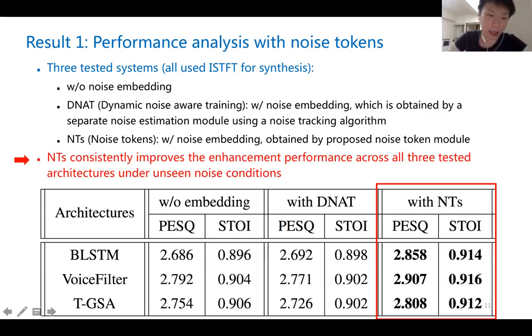From this table, we can see noise tokens consistently improve the enhancement performance across all three tested architectures under different noise conditions, which indicates that noise tokens are a universal and effective strategy for speech enhancement tasks.